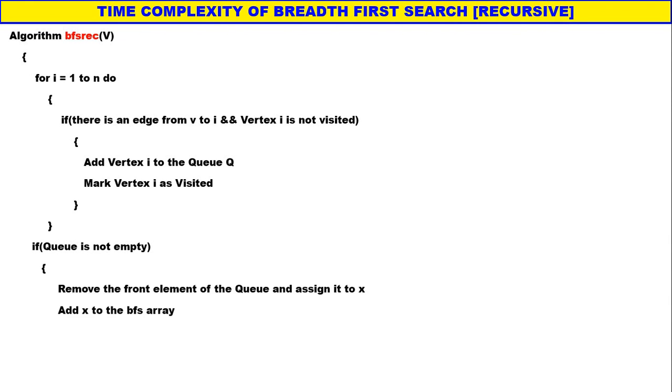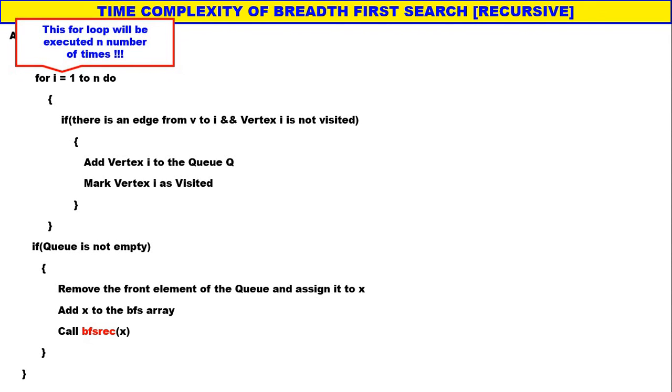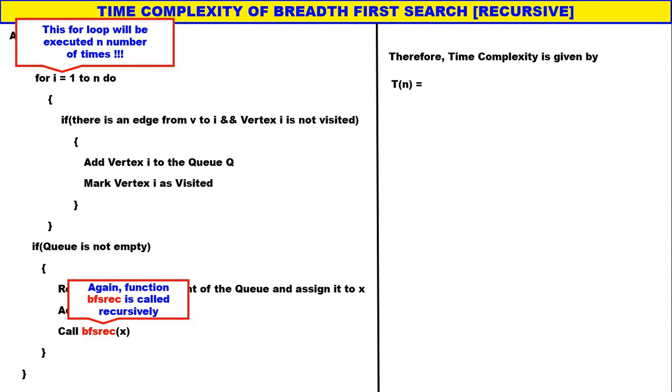Now let us consider the time complexity of BFS using recursion. Let us see the algorithm here. You can just see the for loop is executed n number of times. Again, the function BFS REC is called recursively. Inside the function BFS REC, the for loop is executed n number of times. Again, BFS REC is called recursively. Therefore, the time complexity is given by n plus T of n.